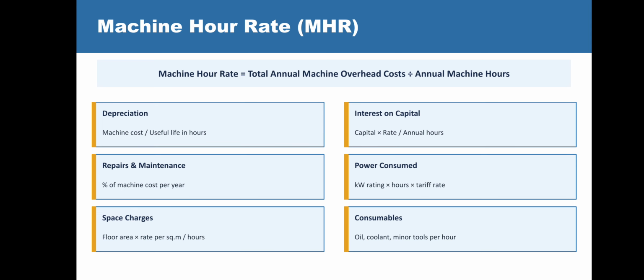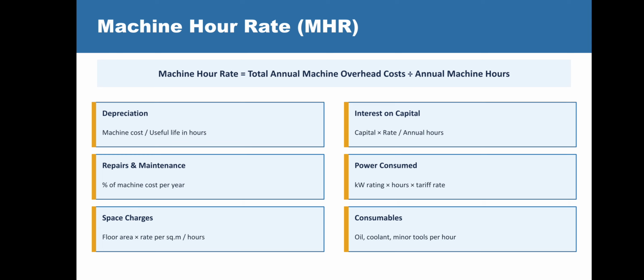Machine hour rate is the next session of this unit. Machine hour rate is simply equal to total annual machine overhead cost divided by annual machine hours. So we can find out machine hour rate is equal to total annual machine overhead cost divided by annual machine hours.